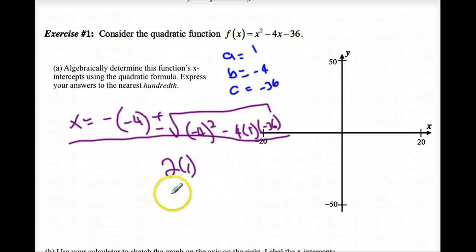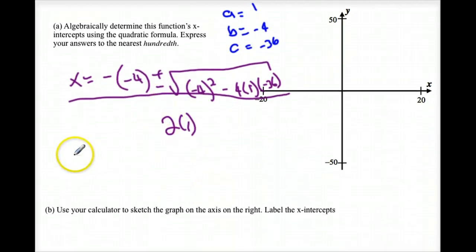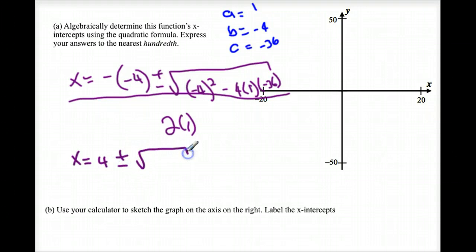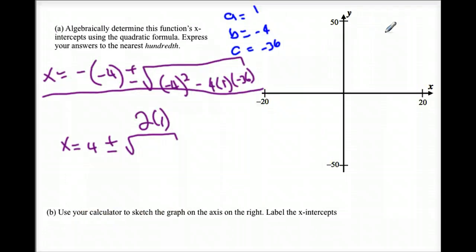So I want to simplify these here. This becomes x is equal to 4 plus or minus the square root of, and I want to put this in the calculator just as is, parentheses negative 4 squared minus 4 parentheses 1 parentheses negative 36, and tell me what you get. Yep, you're correct. You should have gotten 160, and then this goes over 2 times 1 is 2.